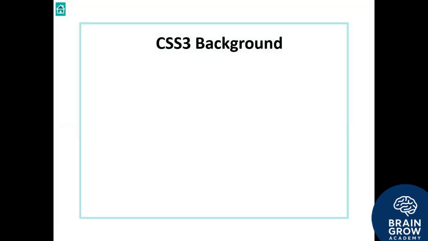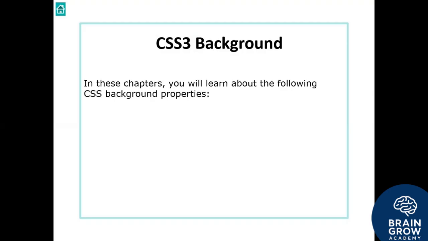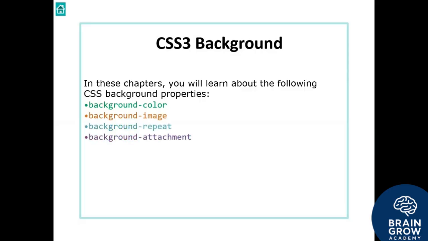Okay, so in this lecture we'll discuss the use of background in CSS. We can add images, colors, and videos to the background. So here are the different background properties: background color, background image, background repeat, background attachment, background position, background size. These properties are used to help with the design of the website. So let's have a look at it in VS Code.